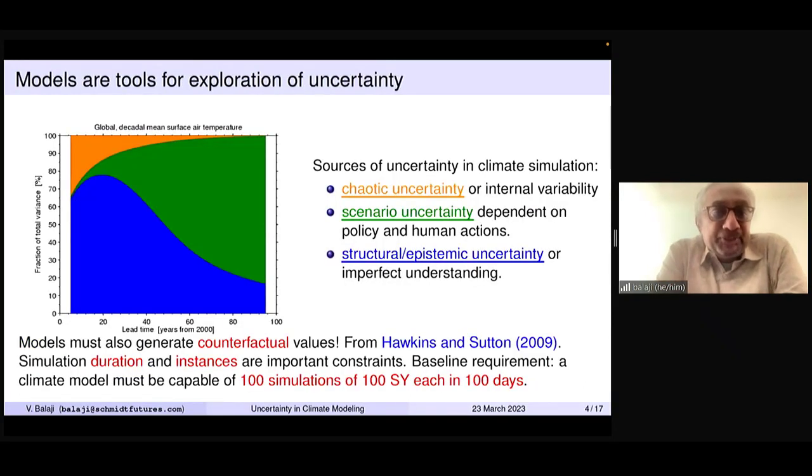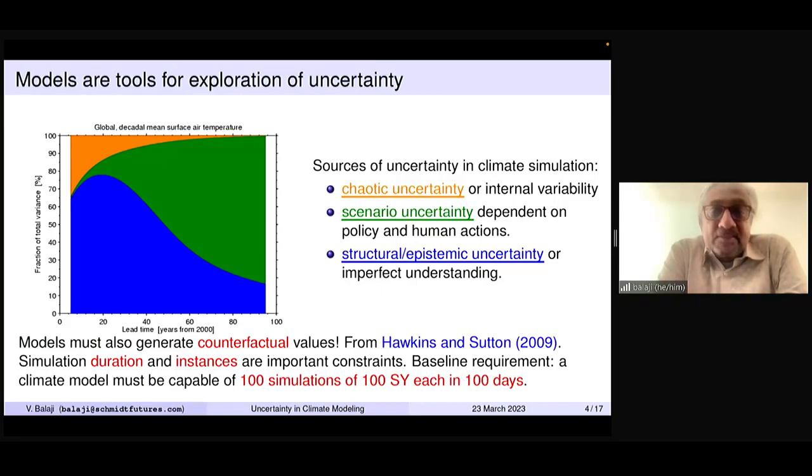Now, this paper has been shown before, and we've discussed these scenarios. So these three modes of uncertainty, I was talking to a friend of mine after a recent presentation where I showed the same figure, and she said that if Hawkins and Sutton had a nickel for each time this figure was shown somewhere, they would be sitting on fortunes right now. But it's kind of an important thing again.